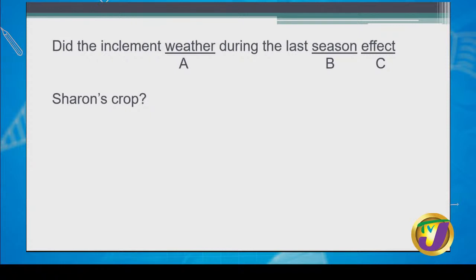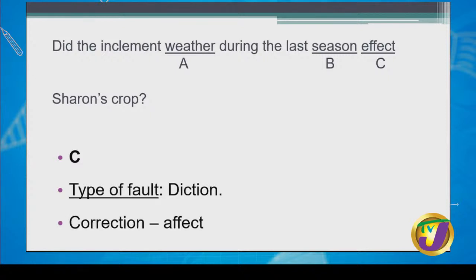You should have your answer ready, and hopefully your answer was C, effect is incorrect. Again, it's a diction issue. You should not use effect in this context. So what should you use instead? What should you replace effect with to make this sentence correct? Very good. Affect. So did the inclement weather during the last season affect Sharon's crop? All right, let's move on to our next one.